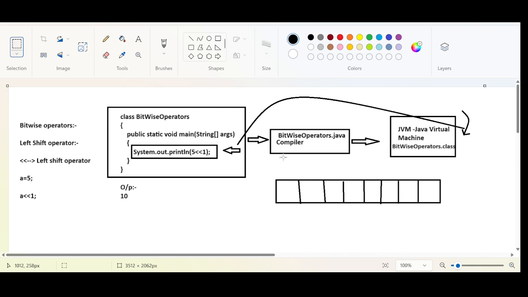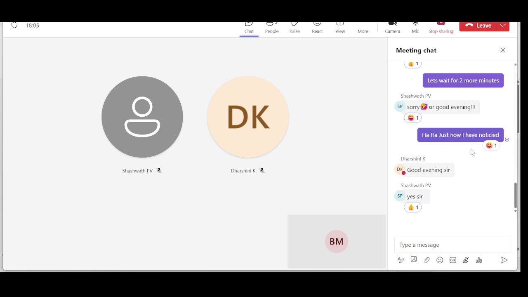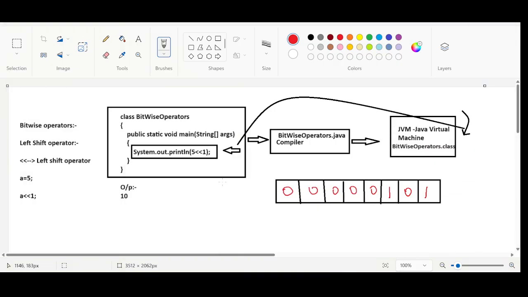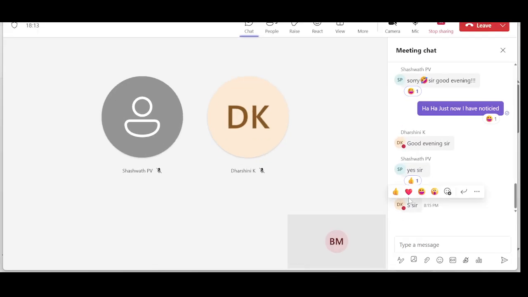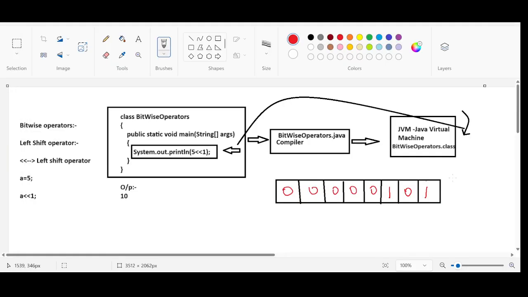5 is equivalent to a particular binary number, which I can write, let me use a red color. This is how I can convert 5 to the binary number. Do you agree? 5 can be converted to this binary number. Just type in the chat box if you agree. This is the binary representation of 5. Are you with me? Okay, this is how 5 is converted, right?